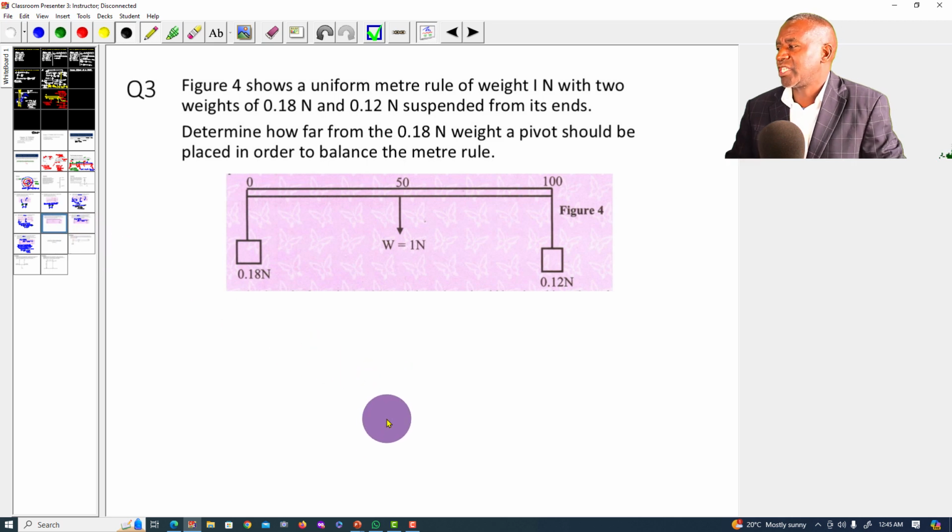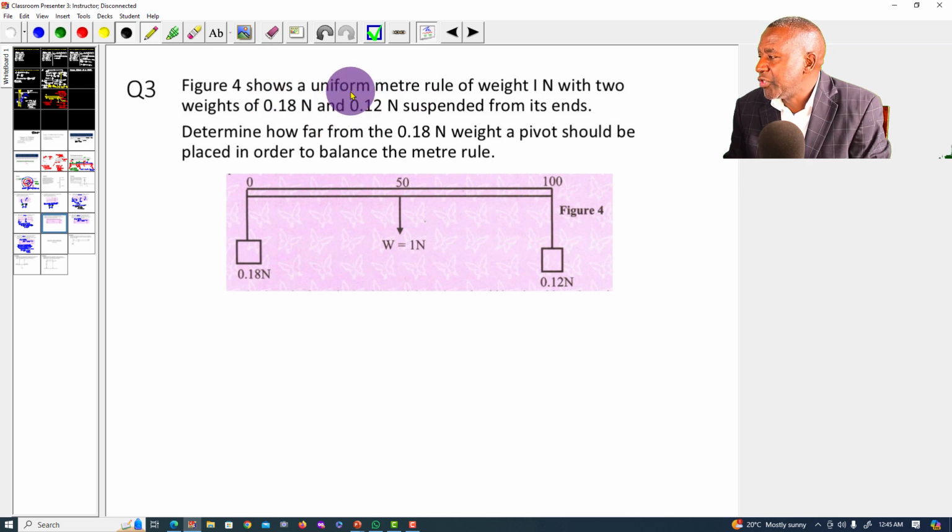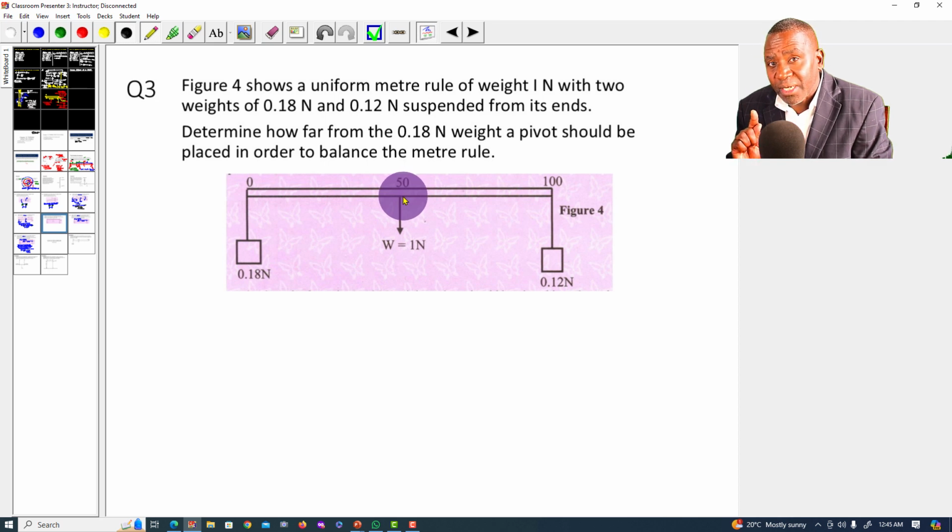The next question is here, where we are told that figure 4 shows a uniform meter rule. A meter rule is 1 meter. Like you can see, it is 100 centimeters here. Remember, 100 centimeters is 1 meter. So this is a uniform meter rule, meaning that the geometrical center of a meter rule is the 50 centimeter mark. After all, if you divide 100 by 2, you get 50. That is how they've gotten this point.